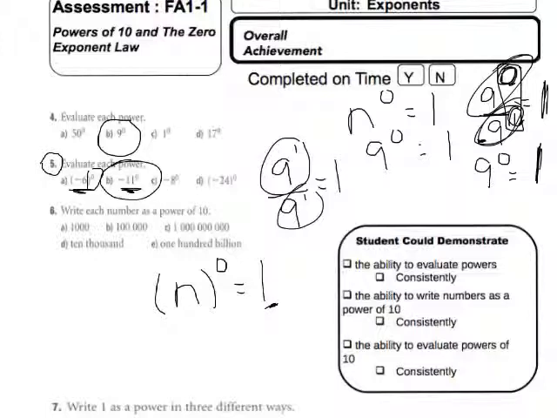Whereas in B, negative 11 raised to the power of 0, the 0 only applies to the 11. It does not apply to the negative. If it did apply to the negative, it would have to be written in brackets, and then the 0 would apply to everything in the bracket. In this situation here, it does not. It only applies to the 11. So your answer in this situation is negative 1.